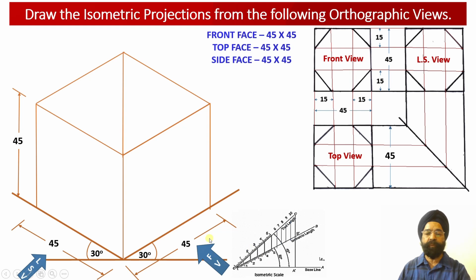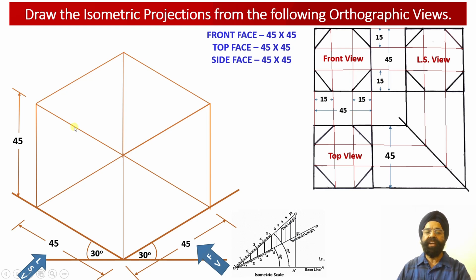So we can check the front view face. It is going to be represented like a square having edge length equal to 45 millimeter. Similarly, the left hand side view face is going to be represented as a square having edge length equal to 45 millimeter. And the top view face of the solid will be represented once again like a square having edge length equal to 45 millimeter.